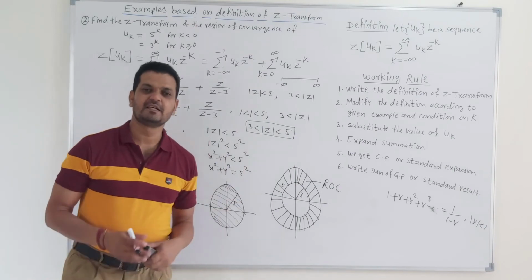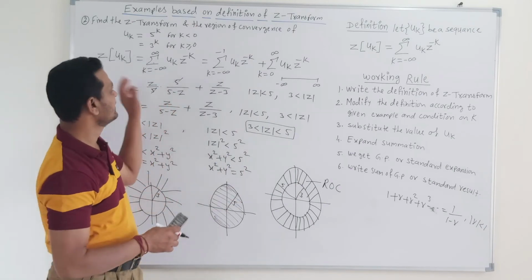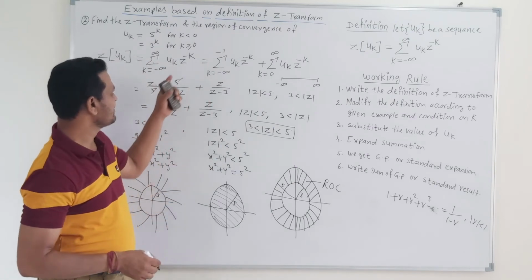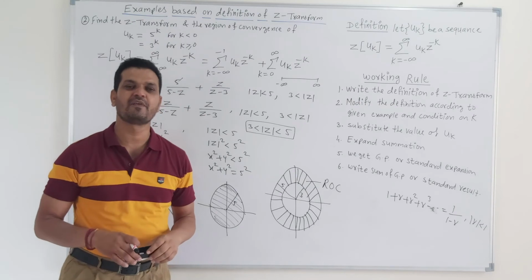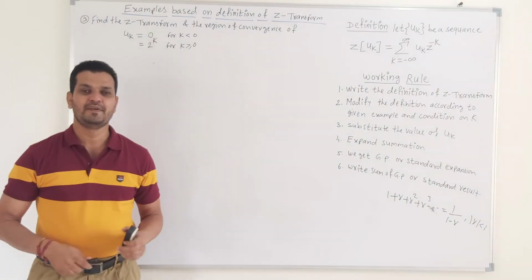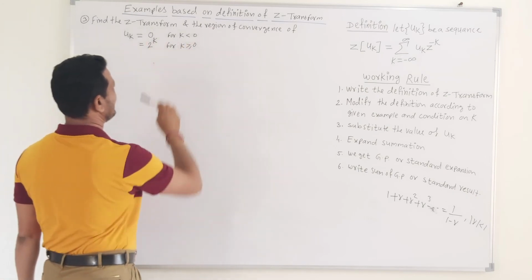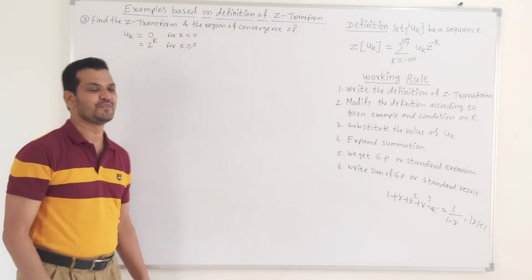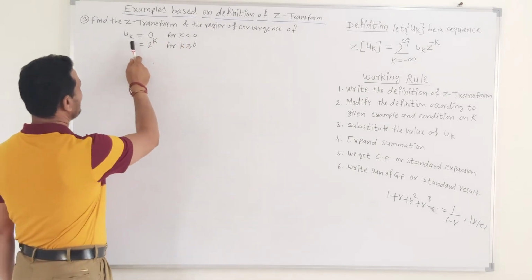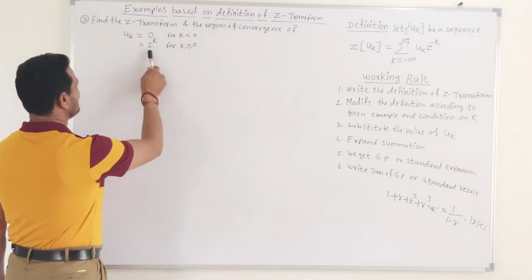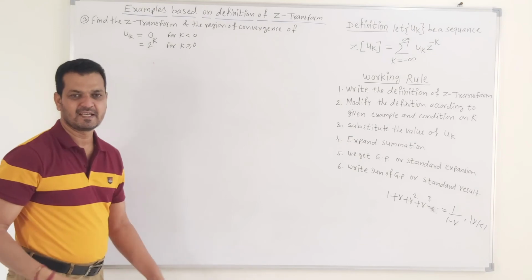So friends, this is the second example, which is based on the definition of Z transformation, where we find the Z transformation and region of convergence. Now friends, let's take the third example. The question is, find the Z transformation and region of convergence of the sequence u k equal to 2 for k less than 0, and the value of the sequence is 2 raised to k for k greater than 0.